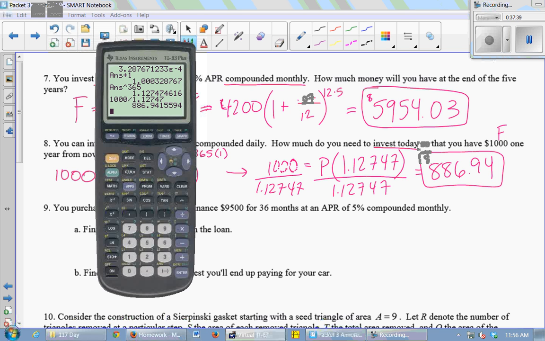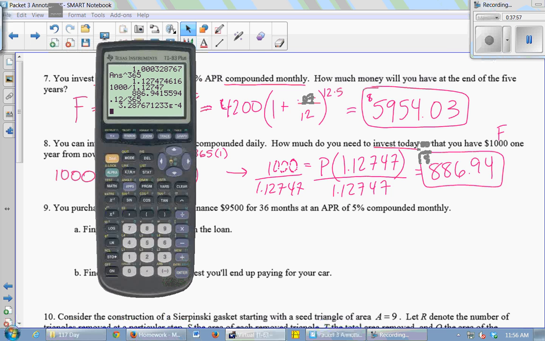What are you getting? You're doing 0.12 divided by 365. Okay, hang on, good thing to point out. My calculator is giving this answer in scientific notation. That e to the negative 4 means move the decimal place 4 to the left. So your calculator might have given you 0.000328767 instead of scientific notation. They're equivalent.